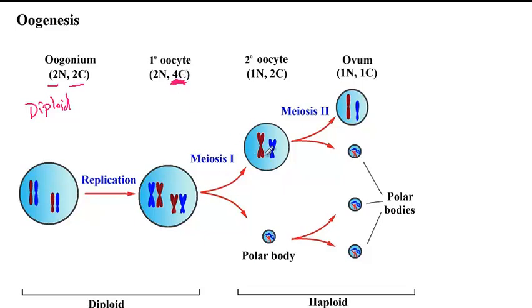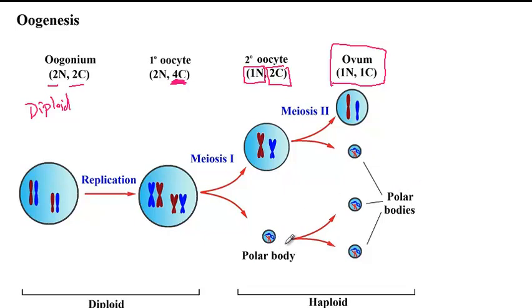During meiosis 1, homologous chromosomes will separate from each other and yield 1N, 2C. And during the second meiosis, sister chromatids will separate from each other and yield an ovum that is 1N and 1C. So the very first cell was called primary oocyte, that was 2N, 4C, and then after meiosis 1 it was called secondary oocyte, and then finally after meiosis 2 we have the ovum. Now if you've noticed, in females one cell gives rise to only one ovum, and it's because some of these cells will degenerate and form polar bodies.